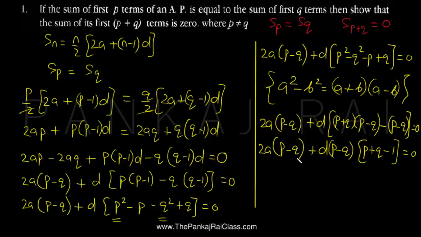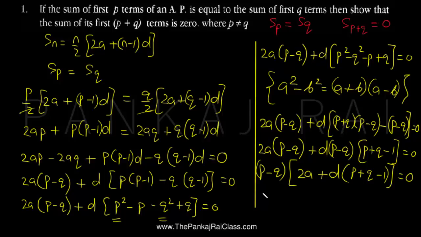Now if you see that p minus q is common from both the terms, so let us take it out. So we will have p minus q common, and then we will have 2a plus d times, and here we will be left with this bracket which is p plus q minus 1, and this is equal to 0. Now we are having that the product of two terms is 0, this bracket and this bracket.